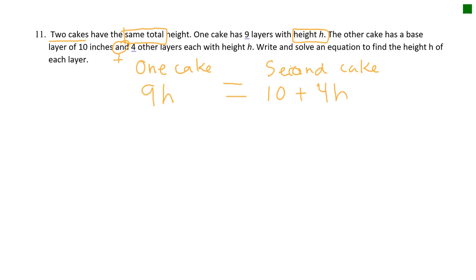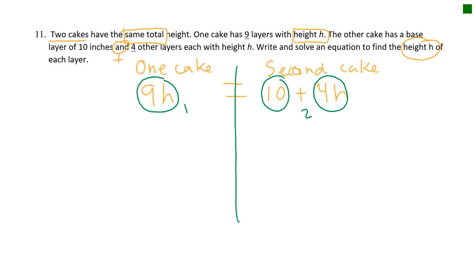And after that, you just have to find h, right? It says write and solve an equation to find the height h of each layer. So the whole purpose is that they want us to find the height. How much is each height? Well, we have our equation. All we have to do is combine like terms. Again, you start with the side where they have the most terms. 9h on this side has 1. This side has 10, and then 4h, that's 2. So what side should we start with? The right side, okay? If making the line in the middle helps you, you should do it. It helps me keep in mind that it's one side, two sides, one side, two sides, okay?